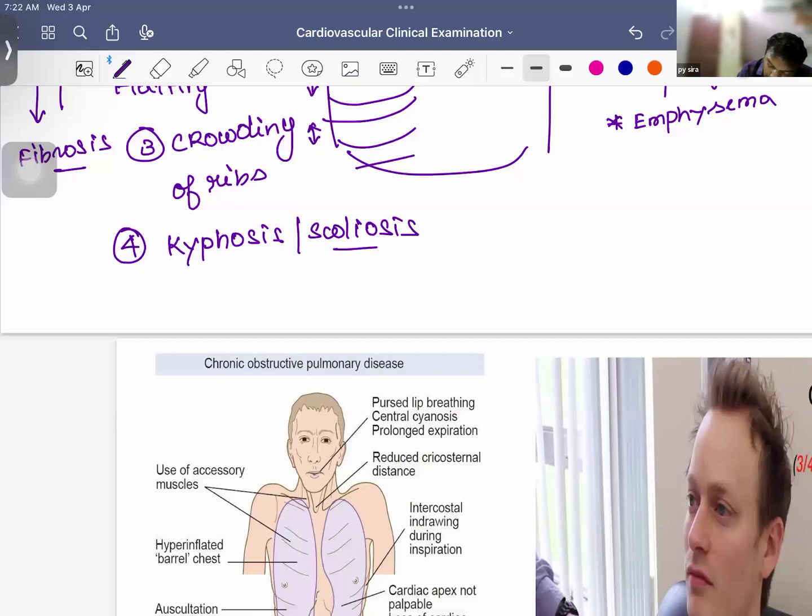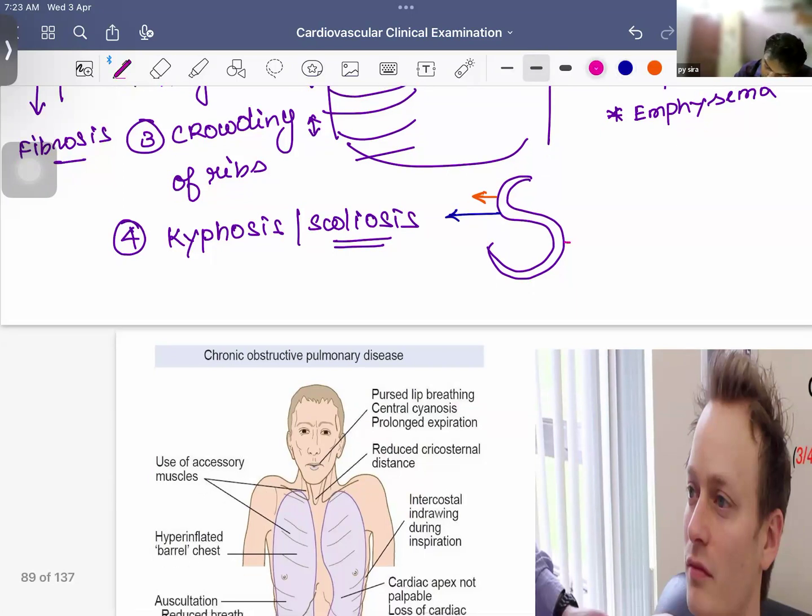Here, a question can be asked in the exam: how are we going to differentiate congenital scoliosis? Let us take this as scoliosis. If the convexity of the spine and the lung lesion are on the same side, then it is mostly congenital. If the convexity of the spine is to one side and the lung lesion is on the opposite side, then it is going to be acquired. This is an important finding.